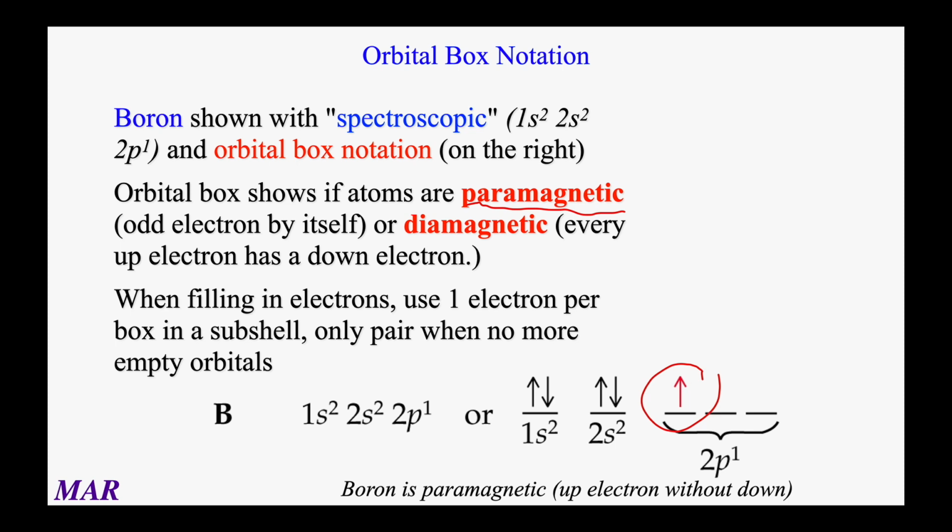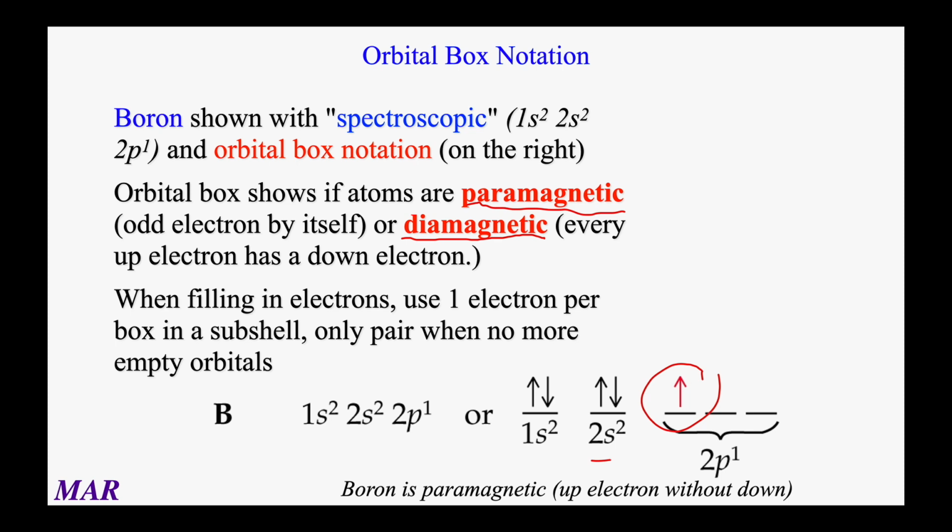It has an odd electron by itself. Magnesium, we saw on the last page, would be an example of a diamagnetic atom. And it's diamagnetic because in magnesium, every up electron has a down electron. So magnesium had a 3s2 on the outside. That would be an up and a down, just like 2s2 right here. Magnesium would be diamagnetic, while boron is paramagnetic.